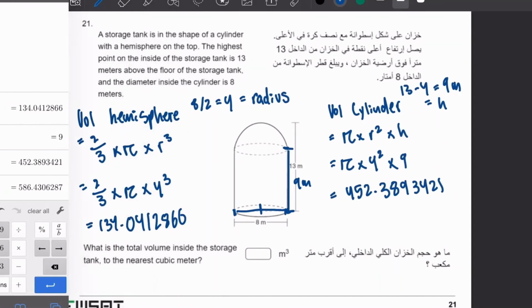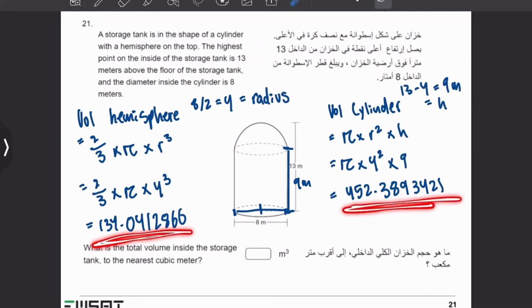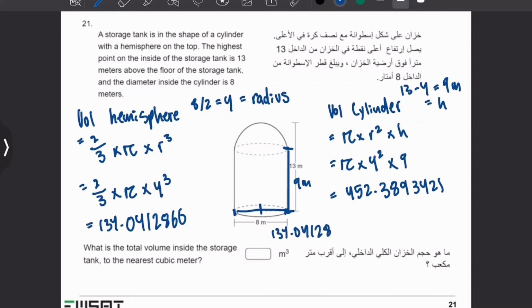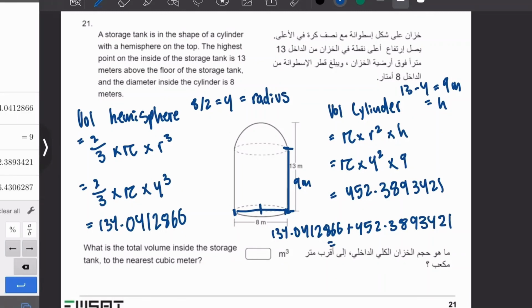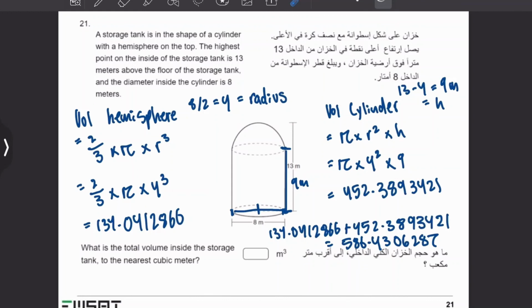Now that we have the volume of both the hemisphere and the cylinder, we can add both of these volumes to find the total volume of the storage tank. So when we add these two, 134.0412866 plus 452.3893421 would equal 586.430627. But since they wanted us to round it to the nearest cubic meter, we can round the answer to 586 meters cubed.